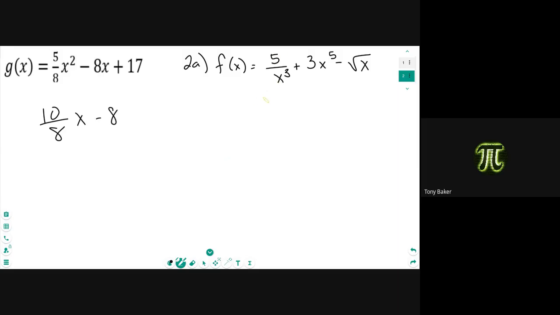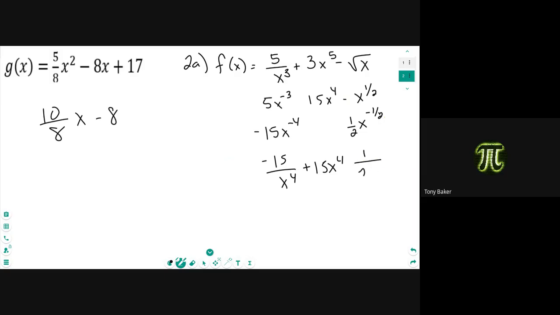So this one is the same thing as saying 5x to the negative third, which becomes negative 15x to the negative fourth, which is negative 15 over x to the fourth. 3x to the fifth is just 15x to the fourth. This is x to the 1/2, which becomes 1/2 x to the negative 1/2. We got 1 over 2 square root of x.